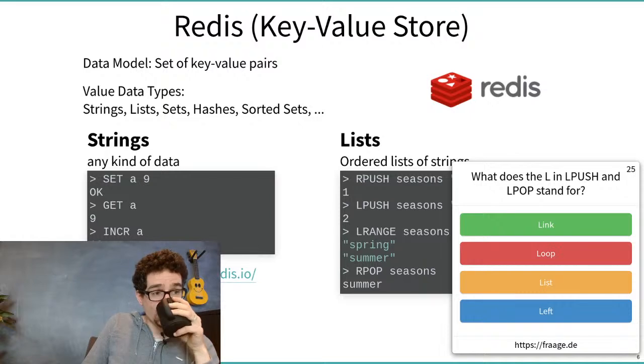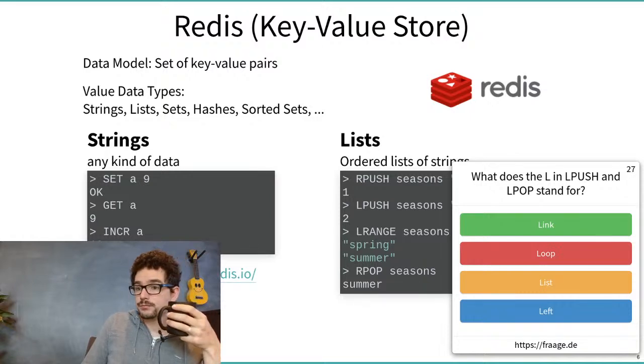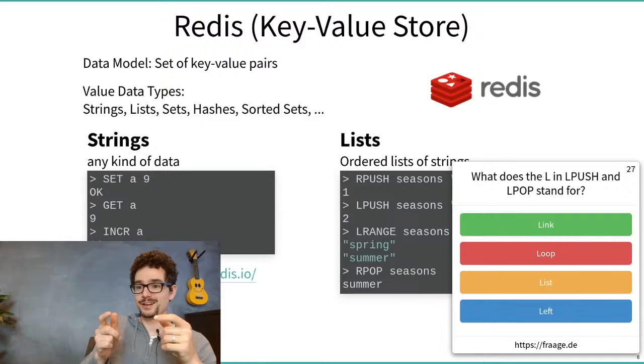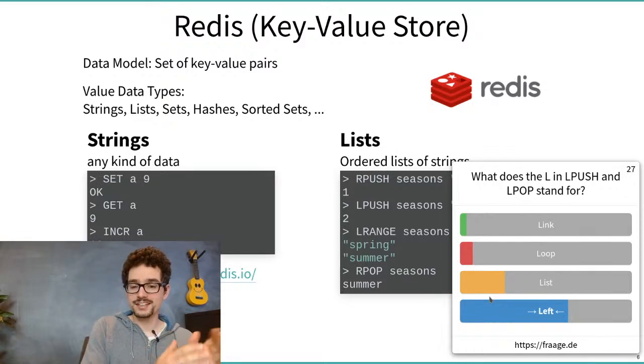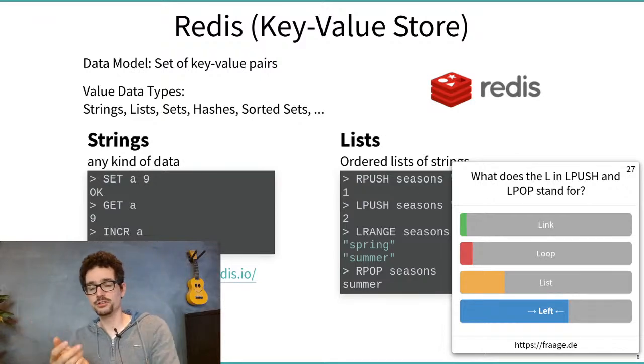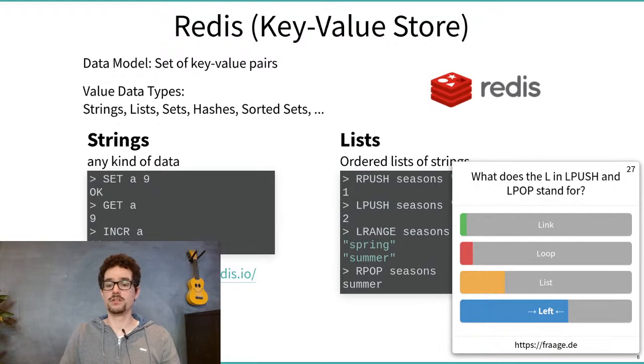L and R. If you have a PlayStation controller or a Nintendo, then you have L and R buttons. So L stands for left. Oh, there it is. Yeah, 2/3 answered it correctly. L does not stand for list. It means put on the left of that list this new element. And rpush means put at the right of that list this new element.